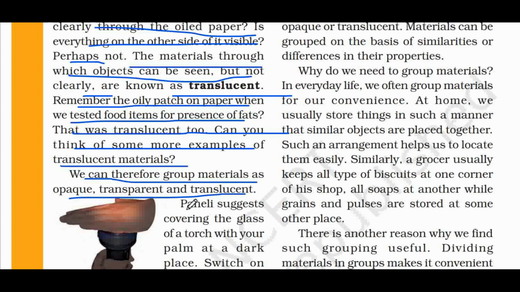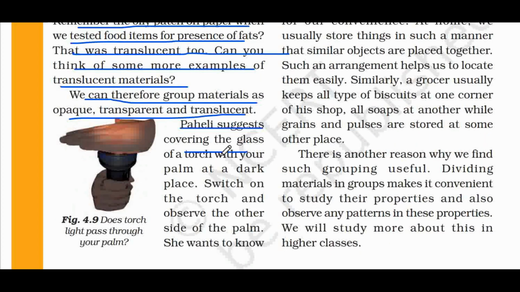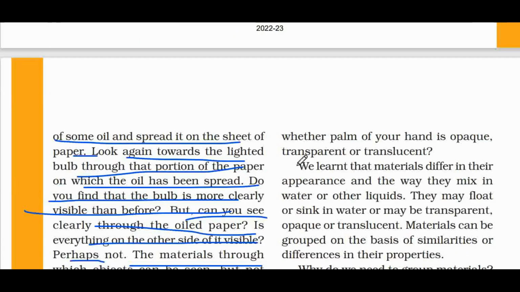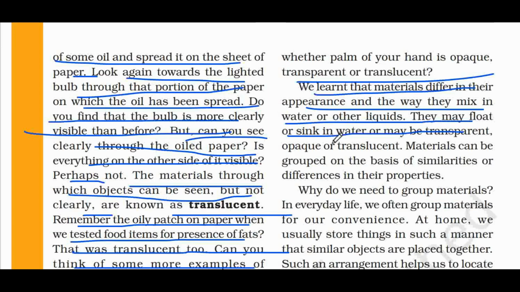Pahali suggests covering the glass of a torch with your palm at a dark place. Switch on the torch and observe the other side of the palm. She wants to know whether the palm of your hand is opaque, transparent, or translucent. We learned that materials differ in their appearance and the way they mix in water or other liquids. They may float or sink in water or may be transparent, opaque, or translucent. Materials can be grouped on the basis of similarities or differences in their properties.